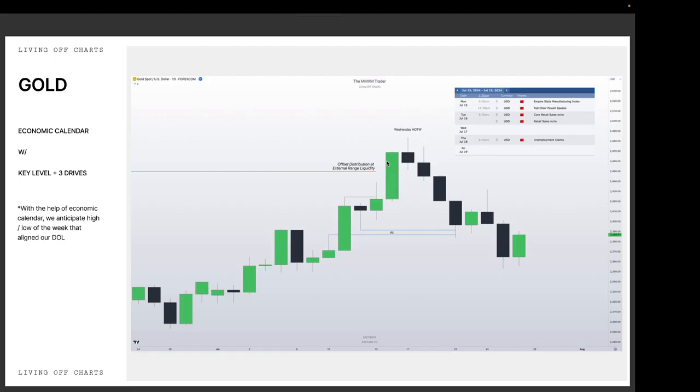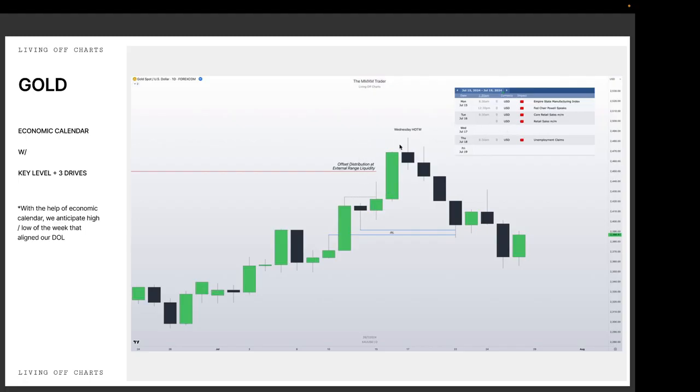Now, the economic calendar, this is going to be one of the most important things when it comes to the one shot, one kill. It's going to let you know where your highs and lows of the week will form, what day, or where the distribution is going to take place. So we can see here on Monday, Tuesday, we have some USD news and prices pumping up higher into the external range liquidity. We're waiting for this to get taken.